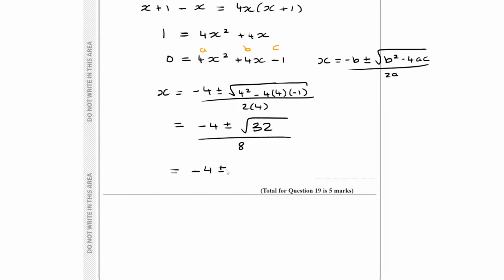Simplifying surds, you have to find a square number factor. Now 32 has obviously 4, but ideally you want the biggest one. The biggest one is 16. If you chose 4, that's fine, but you'd have to simplify it twice.